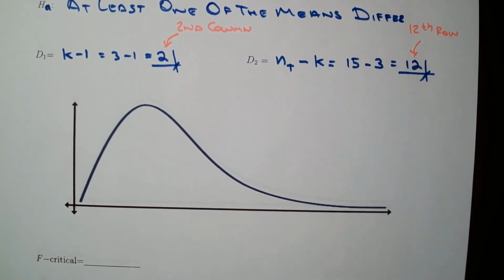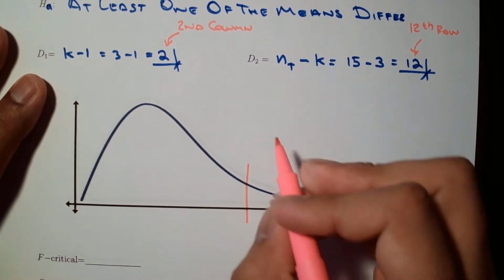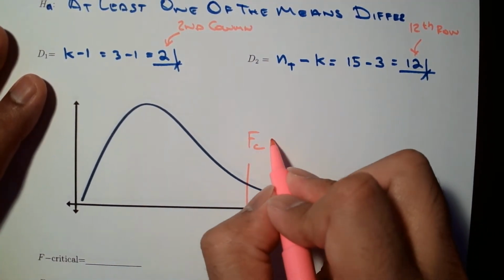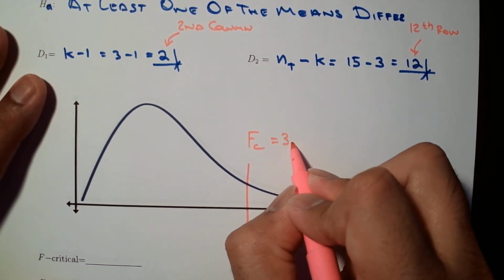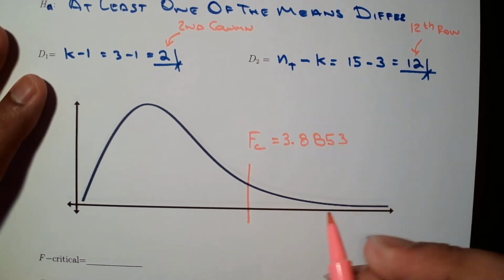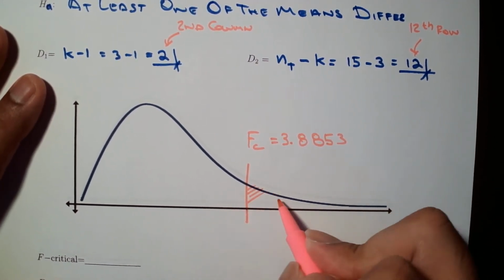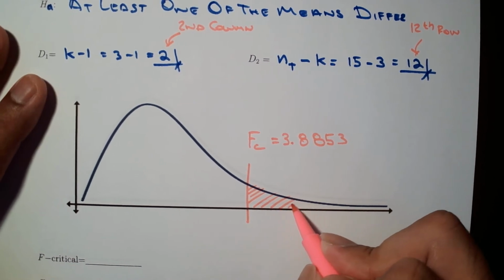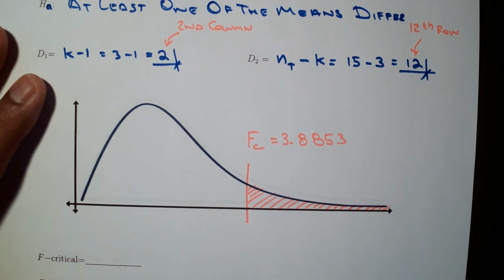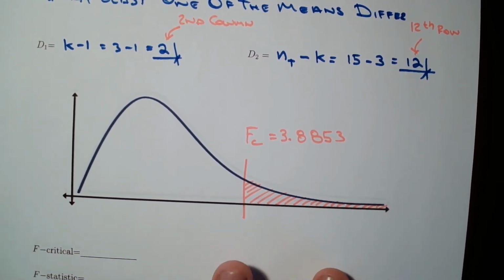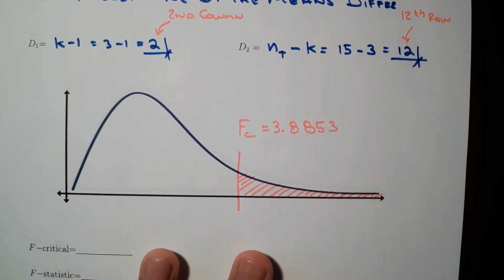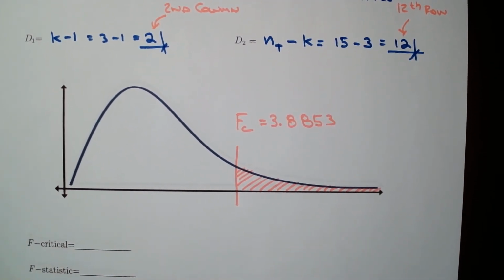So let's draw as usual. This is our F critical. Our F critical of 3.8853. And we're going to shade to the right. By the way, this test is right-tailed. We're going to shade to the right, and then we are going to find our F statistic. How are we going to find that F statistic? Well, we're going to go to the calculator.